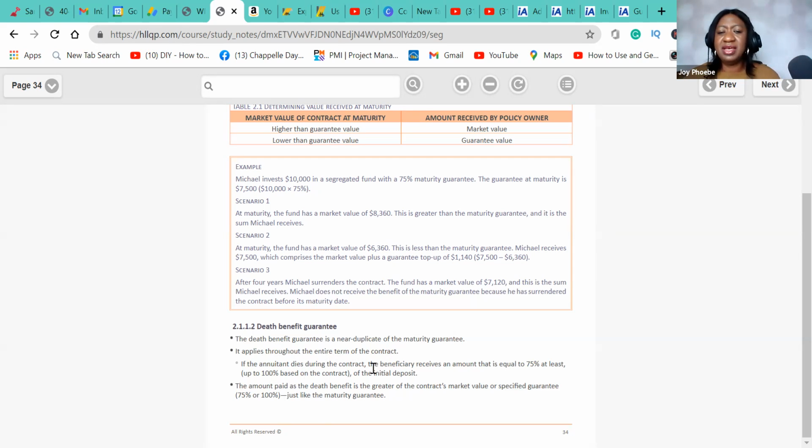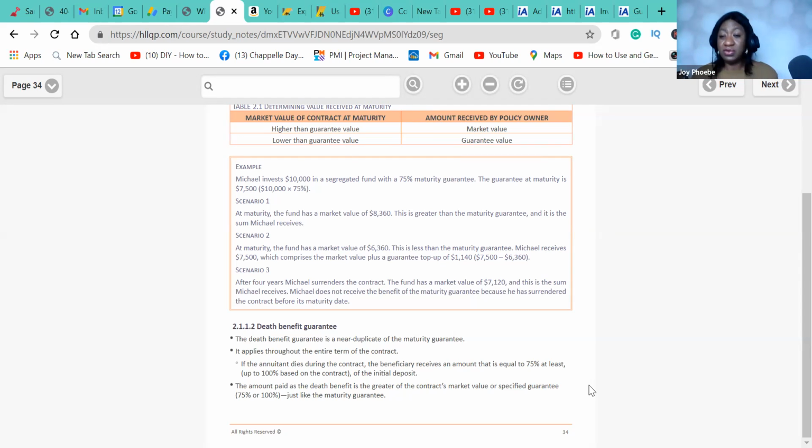So death benefit guarantee is near duplicate of maturity guarantee. If the annuitant dies during the contract, the beneficiary receives the amount that is equal to 75%. Remember, we have annuitants. Annuitant is in the case of a registered plan. In a registered plan, the annuitant and the policyholder have to be the same. So when you hear annuitant, don't get confused. Just read the question. Most likely they are talking about the registered plan. Otherwise, on a registered plan, you'll be looking at beneficiaries, although the registered plan also names beneficiaries.